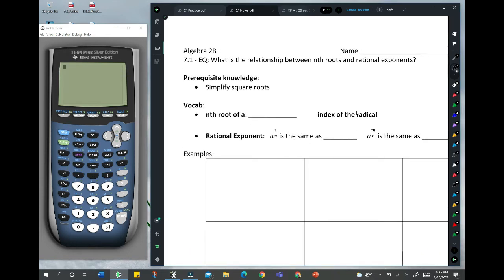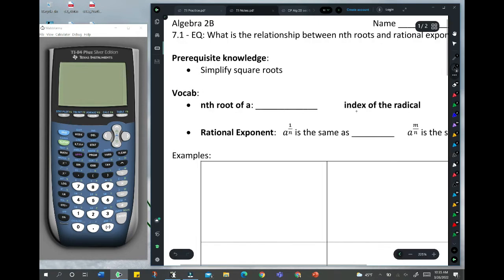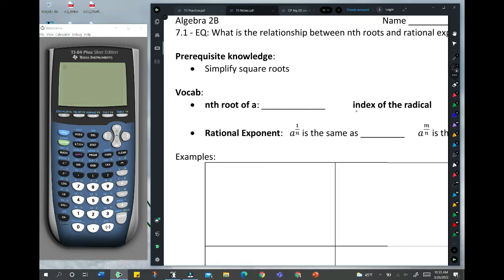What is the relationship between nth roots and rational exponents? Okay, so some prereq knowledge. Back to simplifying square roots. We are going to be looking at nth roots this time around. So the nth root of a is going to look like this.